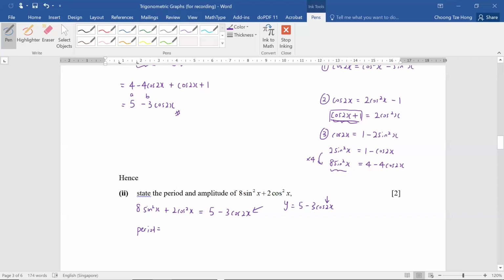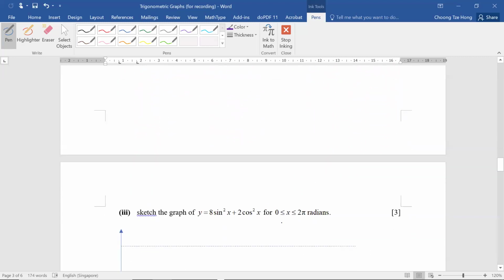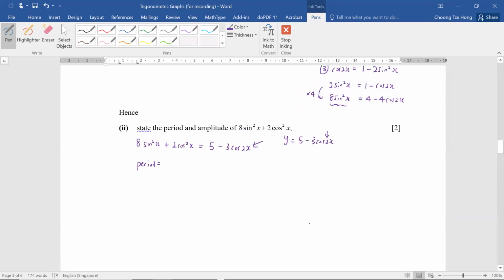So if this number over here in front of x is 2, it means that from 0 to 360... Okay, for this question, we are working in terms of radians. So if you refer to part 3 of the question, that means from 0 to 2 pi, you will see two complete waves. So if 0 to 2 pi has two complete waves, it means that the period, which is the time for one complete wave, will just be pi. If 0 to 2 pi is two waves, that means 0 to pi is one wave, and then pi to 2 pi is the second wave. So the period will be pi.